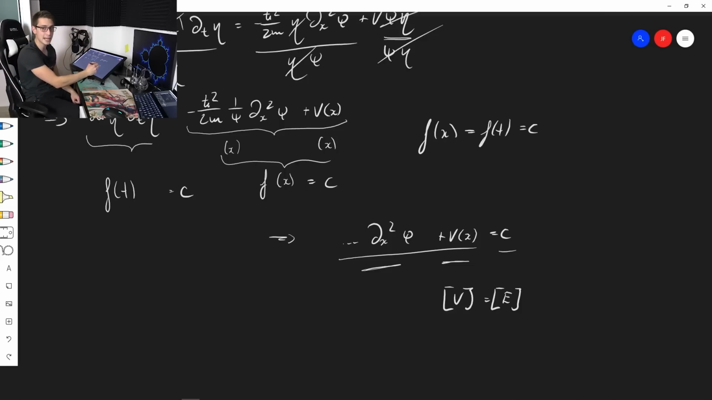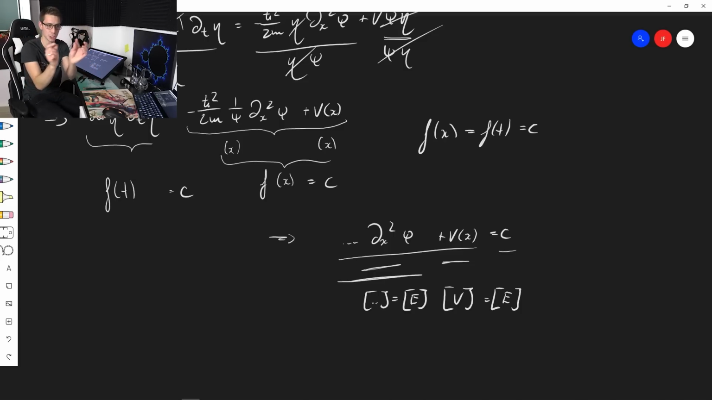So if our V of x are apples, and let's say this part right here are pears, then if you add those together, you are not going to have the same unit anymore. Those are apples and those are pears. Doesn't work out. So this part right here must also have the units of an energy. Okay, so the units of this part are also the units of an energy.